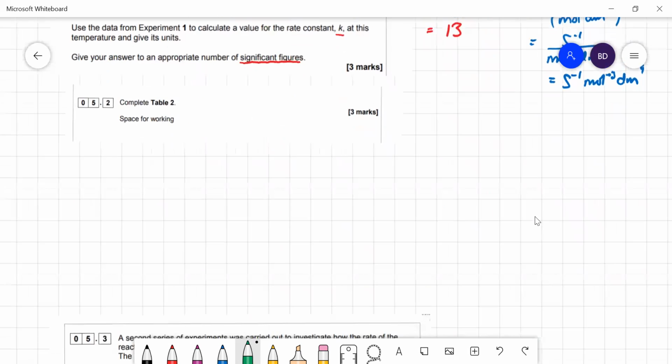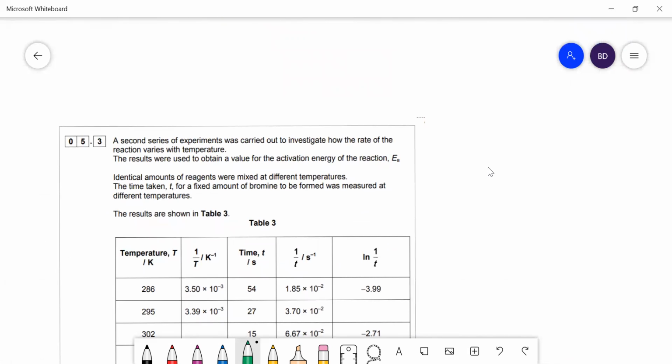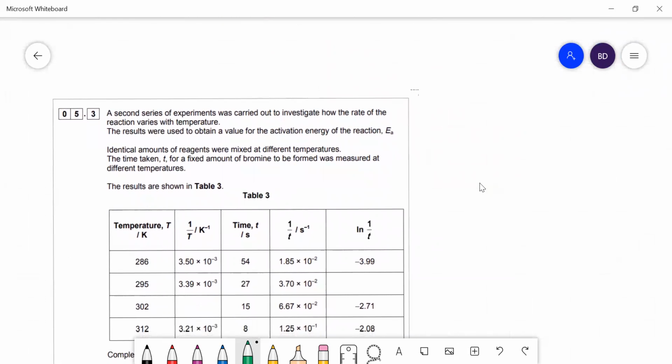The next question carries on. This is an Arrhenius question. What they did here was the same reaction, and we want to find out the activation energy using the Arrhenius equation. They kept the concentrations of everything the same, and they only changed the temperature. They took the time taken for a fixed amount of bromine. They didn't say how they did that, and we don't really care how they did it. The time t for a fixed amount of bromine to form.